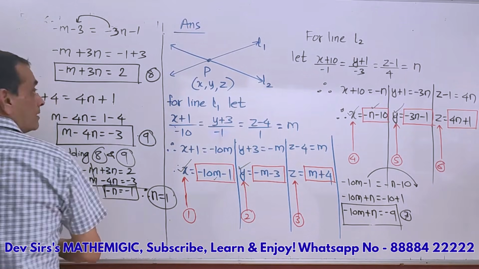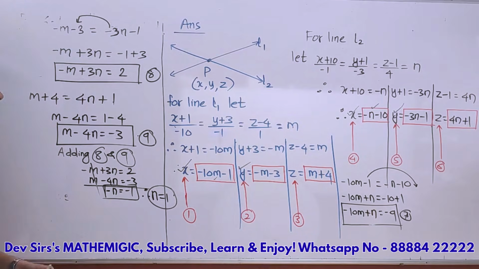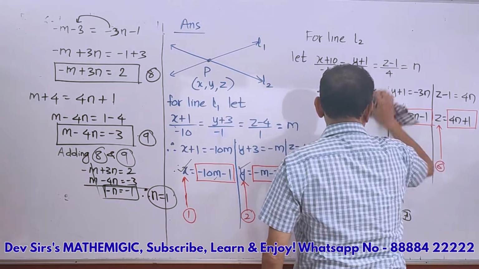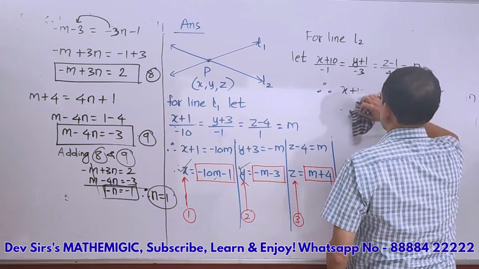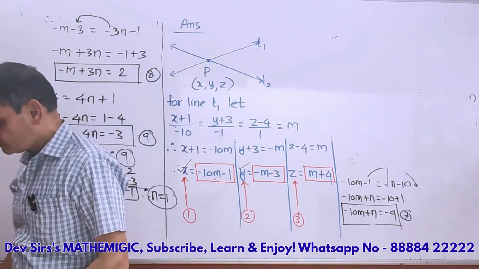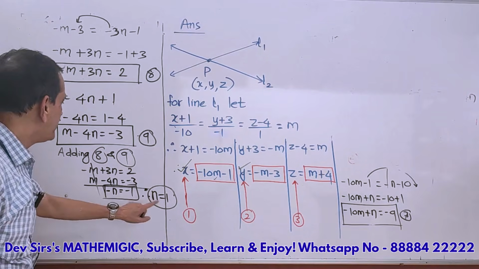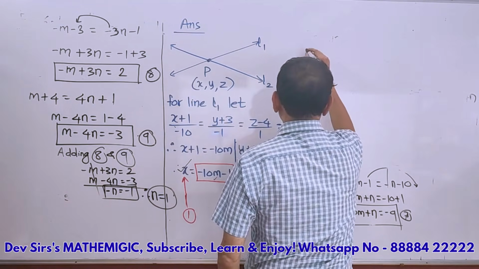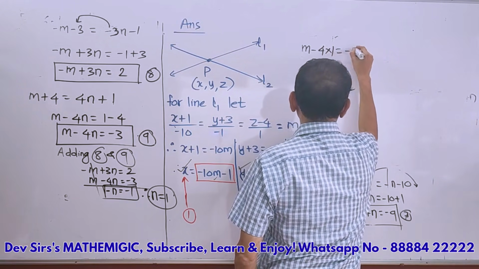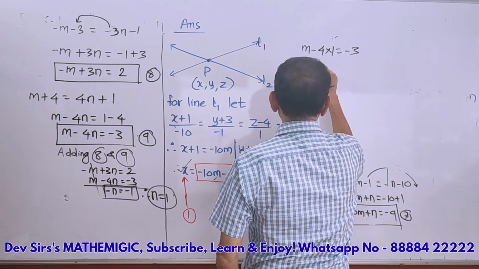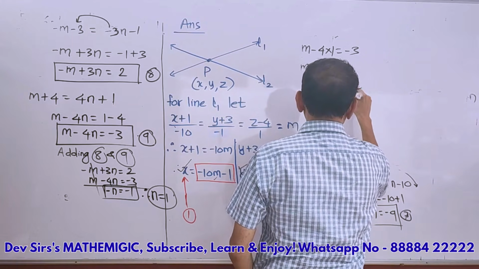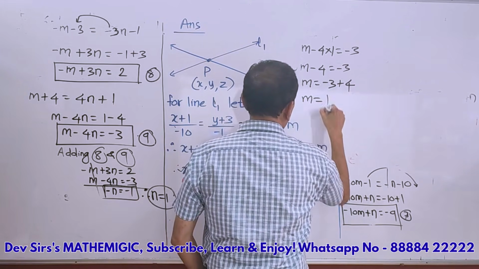See what comes. Put n equal to 1 over there. I'll solve here now. Okay, so put n equal to 1 in equation 9. So m minus 4 into 1 equal to minus 3. So m minus 4 equal to minus 3. So m equal to minus 3 plus 4. 4 minus 3 is equal to 1.